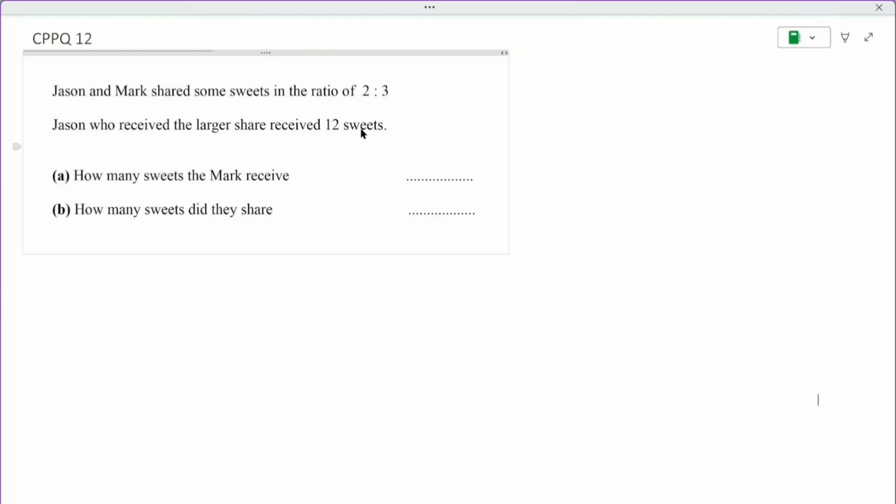That means Jason takes the larger ratio, because you have it as 2:3. The larger ratio shows who receives the larger share. So if Jason receives the larger share with 12 sweets, that means it takes ratio 3.